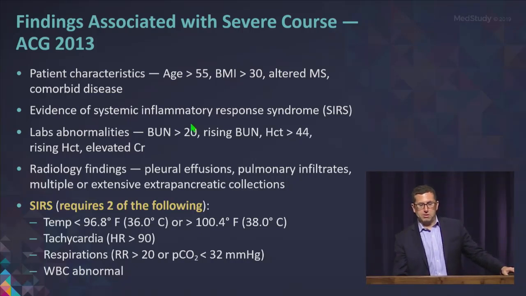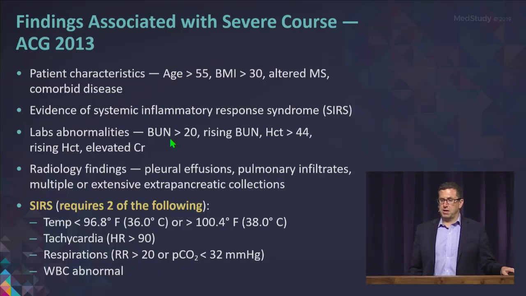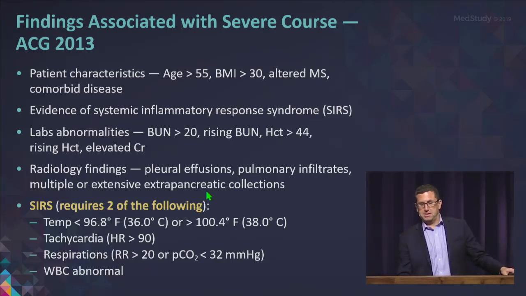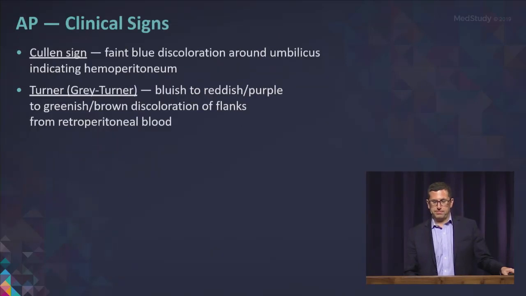Some characteristics associated with a severe course of pancreatitis would be older age, elevated BMI, comorbid diseases, and evidence of systemic inflammatory response, which I outlined here if you need to see that. BUN greater than 20 or a rising BUN, which would imply that you're kind of hemoconcentrated, as would a high hematocrit. Radiology findings showing disease outside the pancreas, so pleural effusions, pulmonary infiltrates, extrapancreatic collections, those are all bad signs.